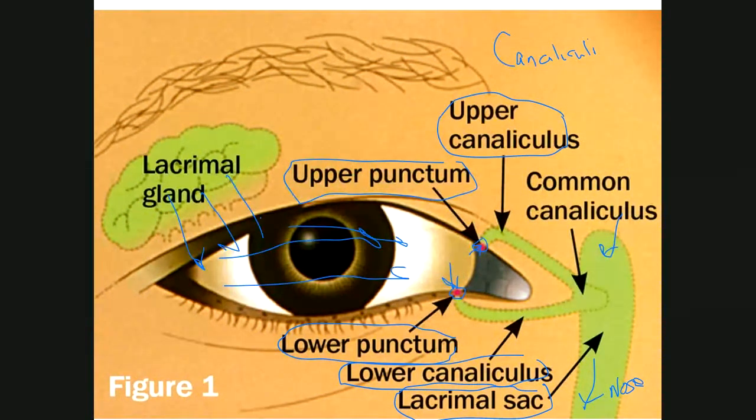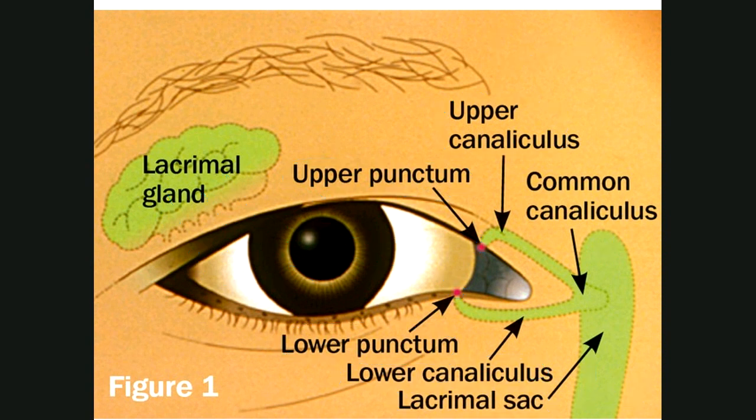They enter the little puncta, then the canaliculi, then the lacrimal sac, and they drain into your nose. And then the cilia in your nose move it to the back of your throat, and you swallow it. But think about what happens if you start crying. What happens if you cry?